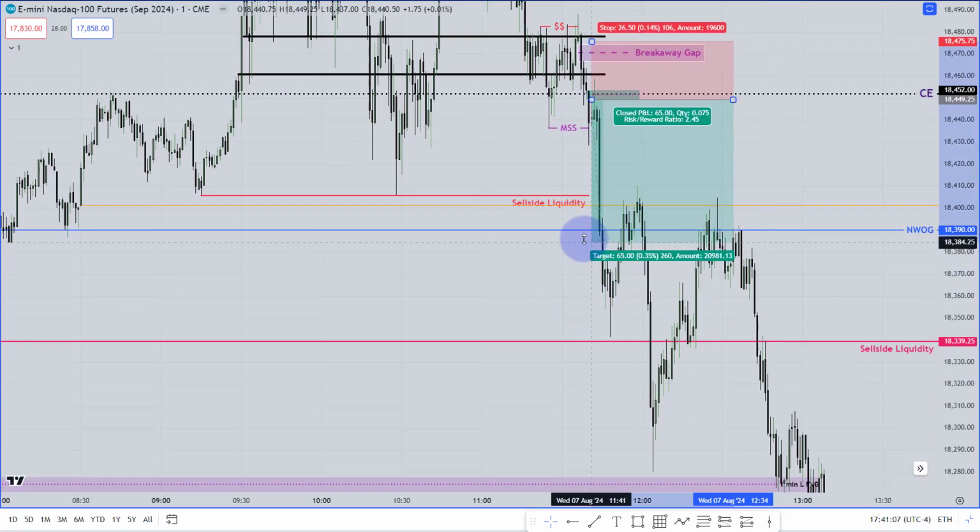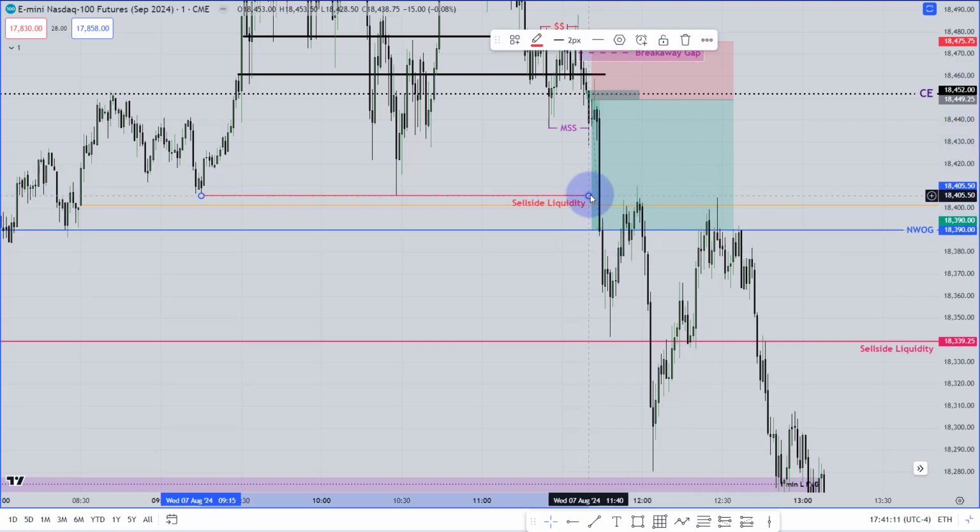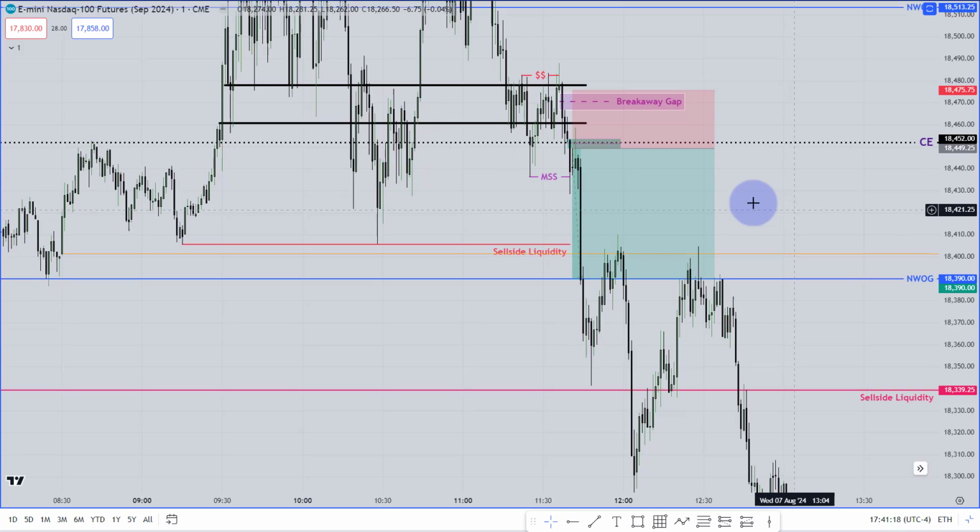Where is your target? The new week opening gap low. So that 59 handle, obviously you have to take a partial to that area. You have to take the partial. There is no other way. Then this is going to be your first trade. Now the market didn't trade until this breakaway gap.